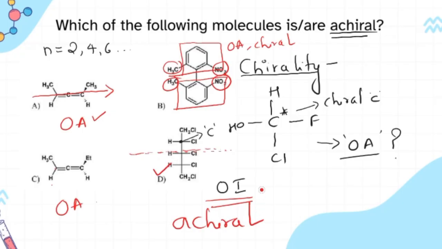So students, to summarize, remember, having a chiral carbon doesn't mean that the molecule is optically active. Just check for the plane of symmetry. If there is a plane of symmetry, it's optically inactive, nothing but achiral. If there is an absence of a plane of symmetry, then it is an optically active molecule, nothing but a chiral molecule.